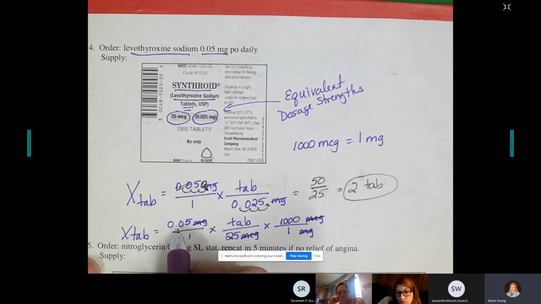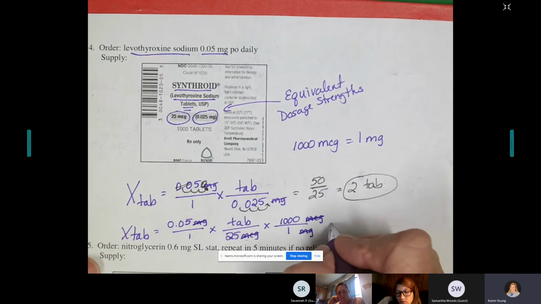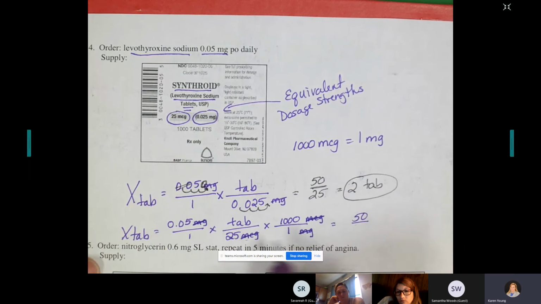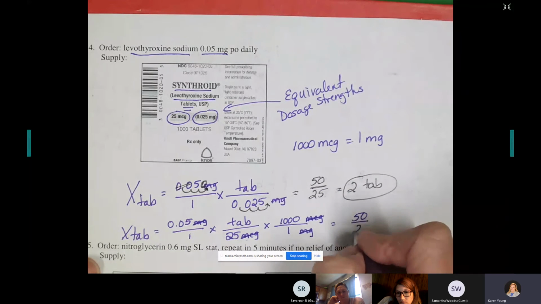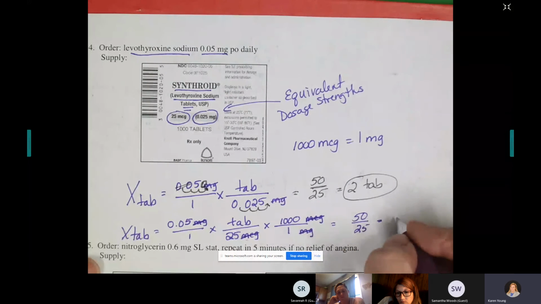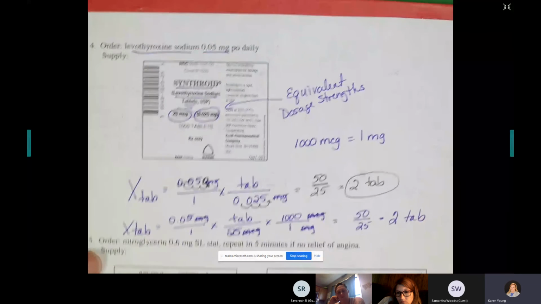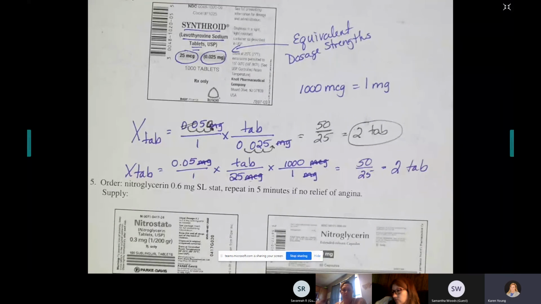So if I did 0.05 or 5/100 times 1,000, I would get 50. 1 times 25 times 1 gives me 25. I still have 50 divided by 25. I still get 2 tablets. So either way I work them out, I'm still going to get the same answer. It just depends on if you want to deal with decimals or if you want to deal with whole numbers. So you can choose that. Personally, I always go with the same unit of measure, but you can go with whichever one you want to. So, questions?